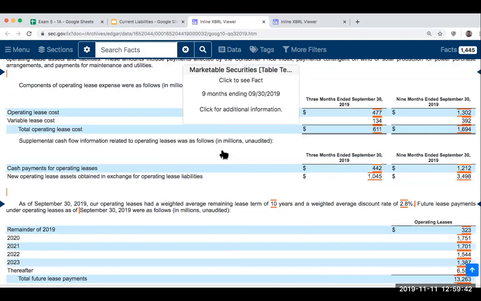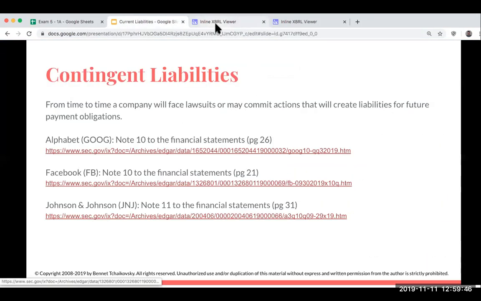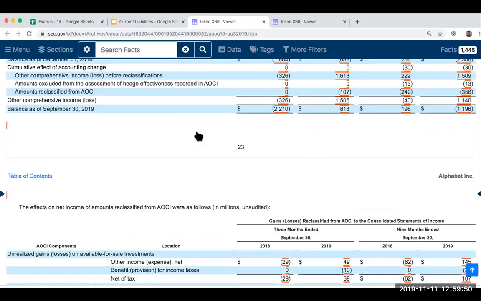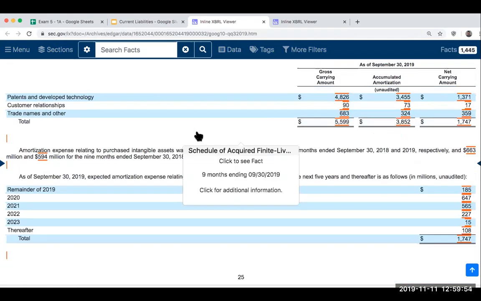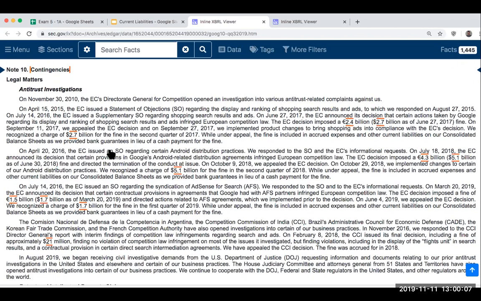So over here to page 20, and actually, what page was this on? Oh, sorry, page 26. So these are the fun parts of financial statements that you get to deal with when you start working as an auditor. Contingencies, legal matters, antitrust investigations. Okay. So you see all this fun stuff here, all this disclosure.